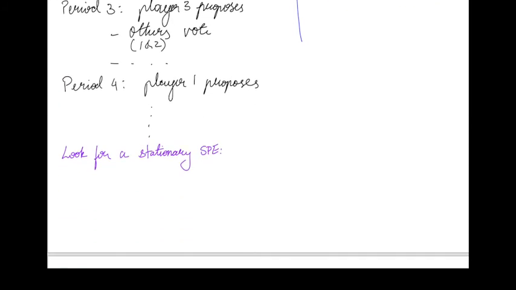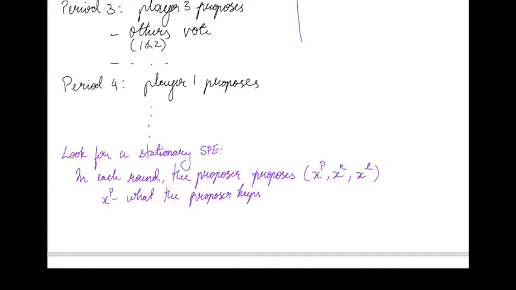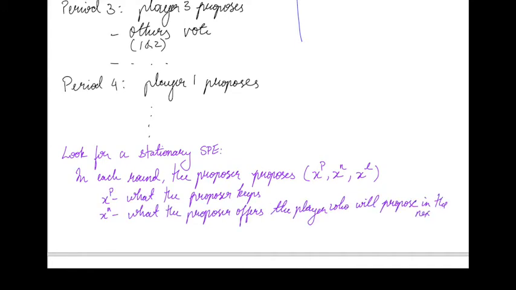We'll look for an equilibrium where, in each round, the proposer proposes a division of the surplus according to XP, XN, and XL. XP is what the proposer keeps for herself, XN is what the proposer offers to the player who will be the next proposer, so the player who will propose in the next round, and XL is the amount that the proposer offers to the player who was the proposer in the previous round, or will be the proposer in 2 rounds rather than the next round. So XP is what the proposer keeps, XN is what the proposer offers to the player who will propose in the next round.